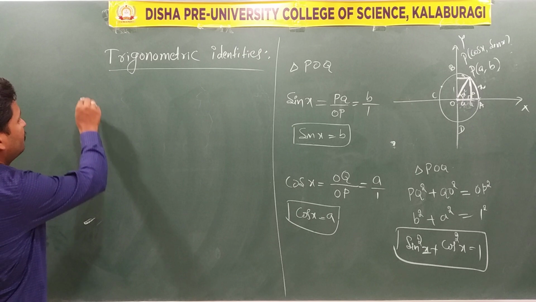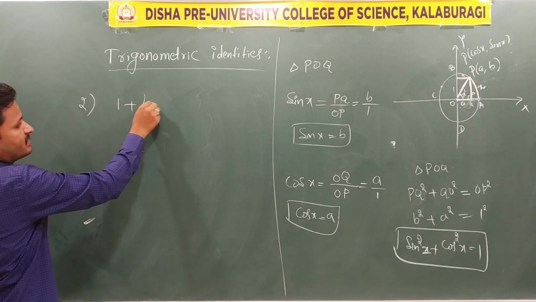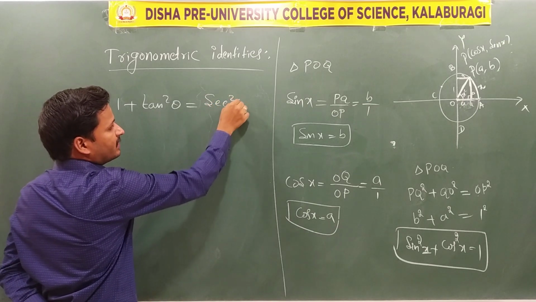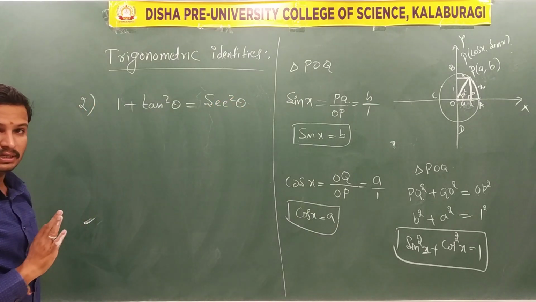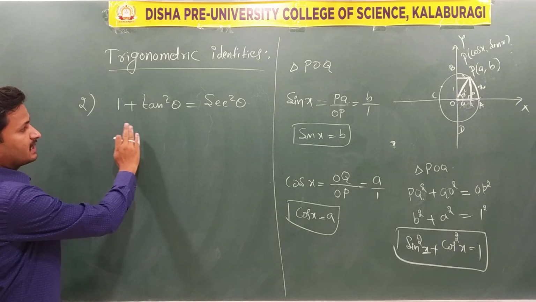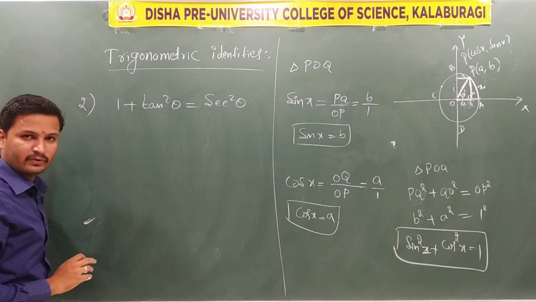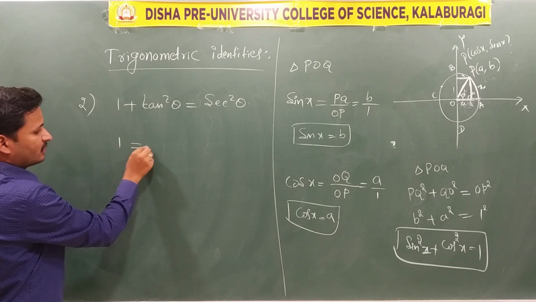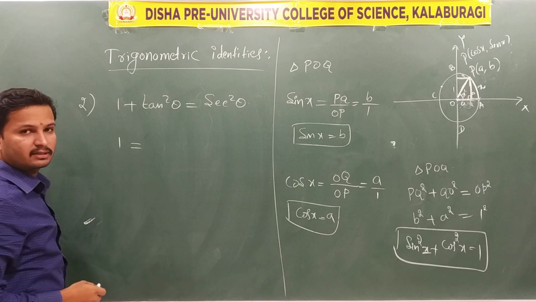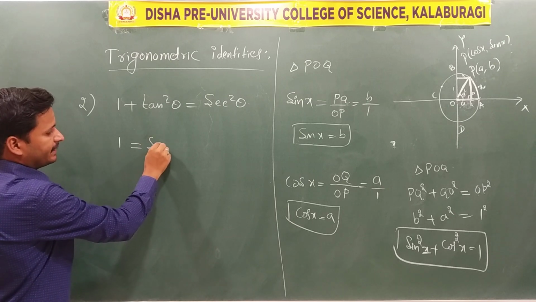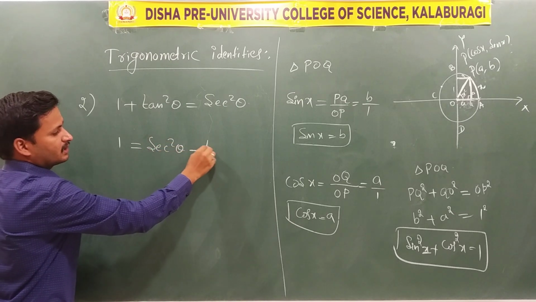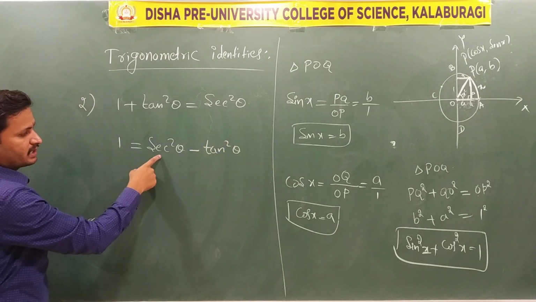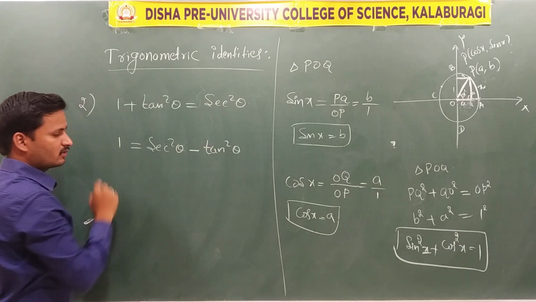Then next, the second one, that is 1 plus tan square theta is equal to secant square theta. You should know the relation, please note it down. 1 plus tan square theta is equal to secant square theta. So keep this 1 here as it is and take this tan square theta to that side. Then secant square theta minus tan square theta is equal to 1. Is it clear?